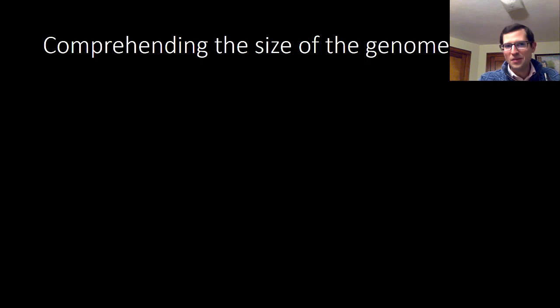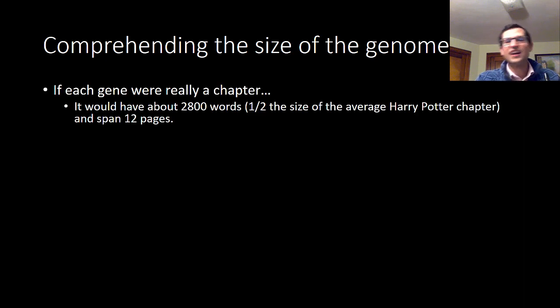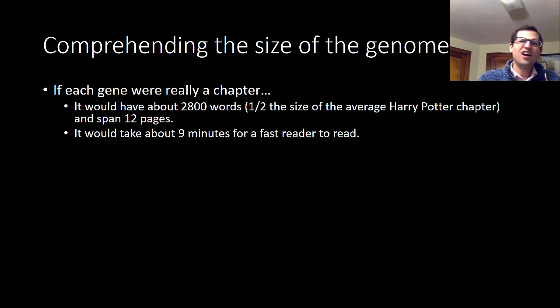The genome is really big, and it's sometimes difficult to understand quite how big. This becomes important in forensic science. It gives us a sense of how big the task is of actually comparing one person's genome to another person's genome. So if each gene were really a chapter, and it had 17,000 characters, it would have about 2,800 words. That's about half the size of your average Harry Potter chapter. It'd be about 12 pages. An above average reader would take about 9 minutes to read that. So the genes are a good chunk of information.